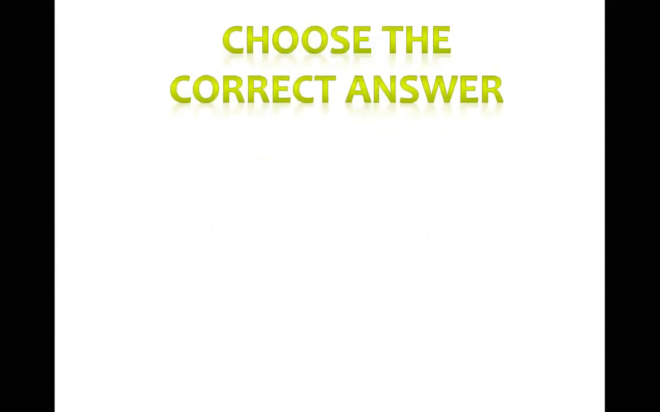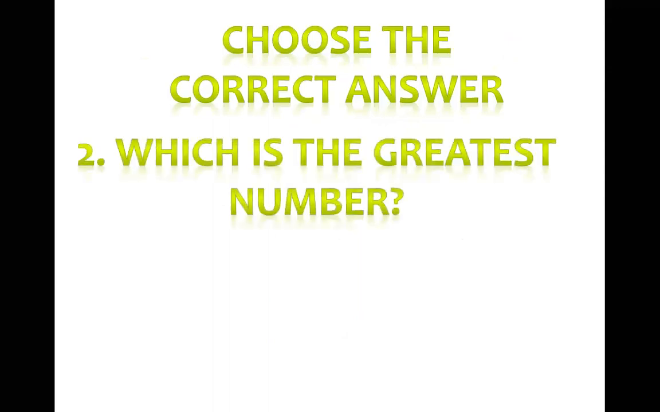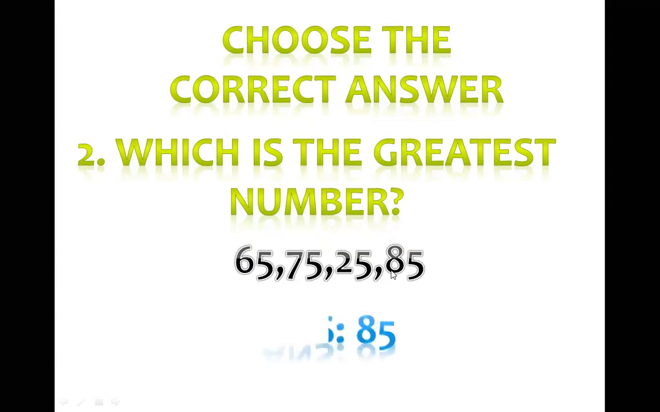Next question. Choose the correct answer again. Here, which is the greatest number? Again, you got 4 numbers. Now, somebody has to say this answer. See here the numbers given to you: 65, 75, 25, and 85. Okay, this number, when you come back here, are all 5, so no need. So we have to come how? 6, 7, 2, 8. So which is the bigger number? 6 or 7 or 2 or 8? I guess 8 is the bigger number. So answer is 85. Yes?